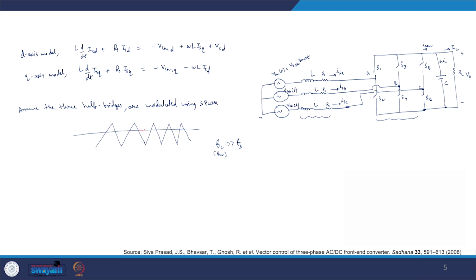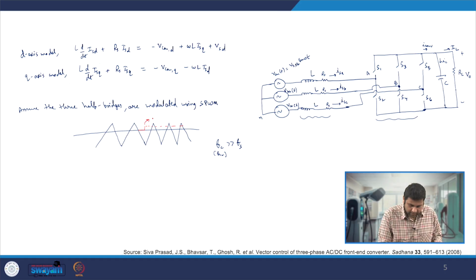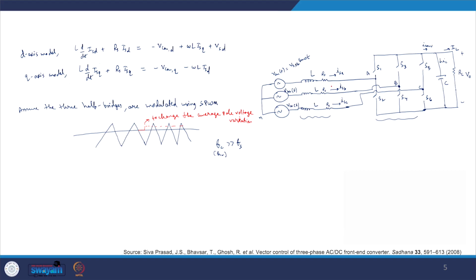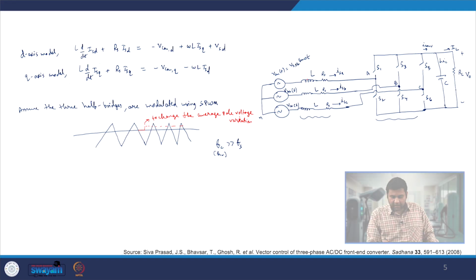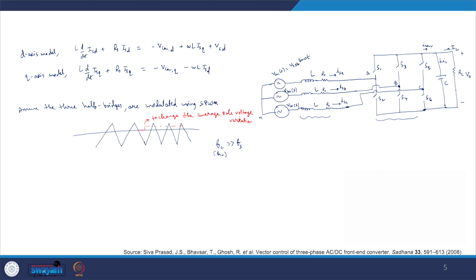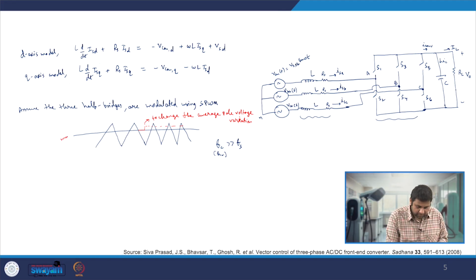Let's say if this was here, changing this modulating wave to change the average pole voltage variation. Since we are actually controlling the current from the source, because this we cannot change, L and RS value we cannot change once it has been designed. So the only way by which we can change is if we can vary the output of the half bridges by changing the modulating wave. So this is our modulating wave.